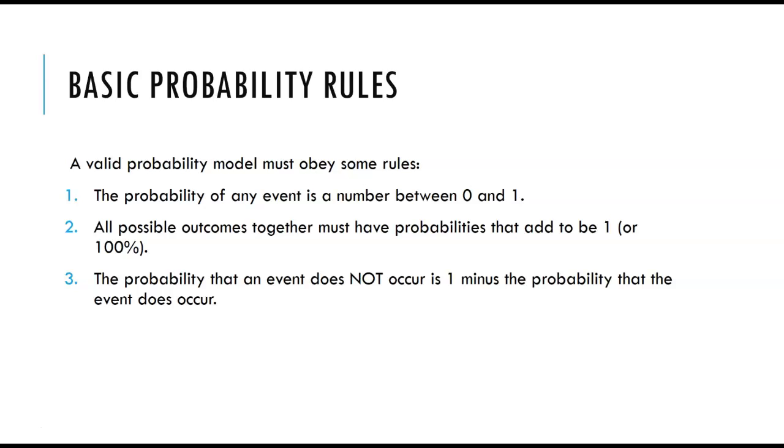Let's add a probability rule. The probability that an event does not occur is 1 minus the probability that the event does occur. You might want to pause the video now and make sure you've written down your basic probability rules.